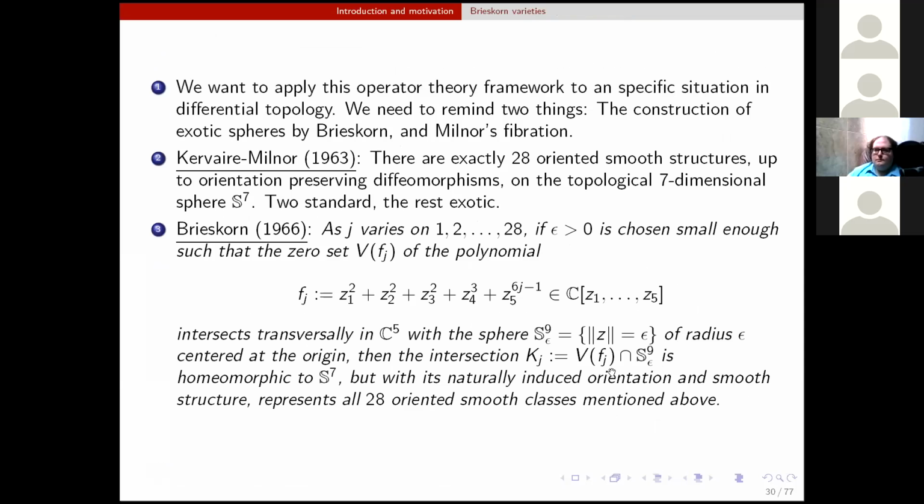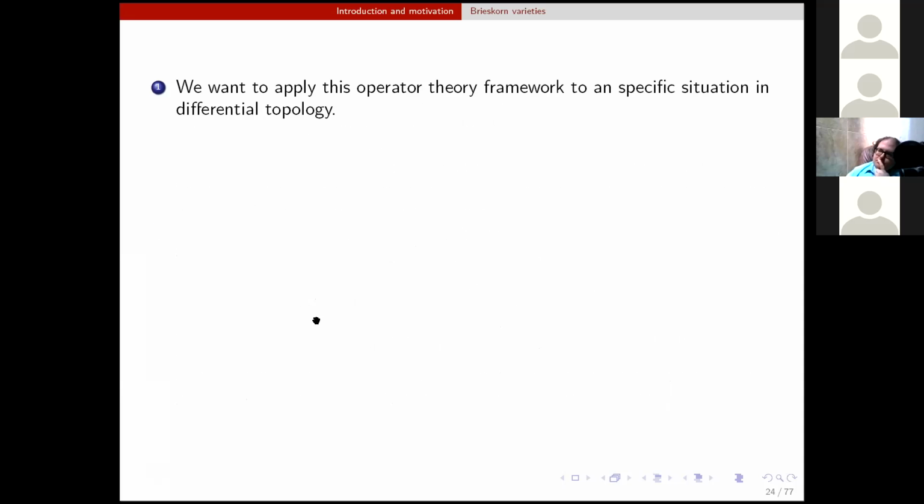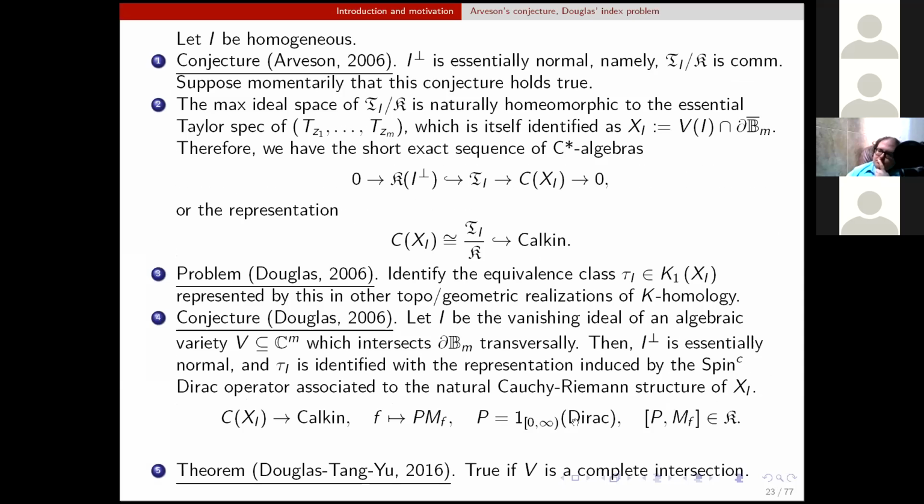Why? Because you have this intersection over here, right? So if you want to apply the theorem of Douglas, Tang, and Wu to this specific situation, if you want to use the odd K homology group to detect these, what do you need to do? You need to consider the principal ideal generated by Fj, and then consider the orthogonal projection of that ideal as a Hilbert A module, and then study its odd K homology group. But okay, the Douglas-Tang theorem tells you that that extension is given by a spin C Dirac extension.